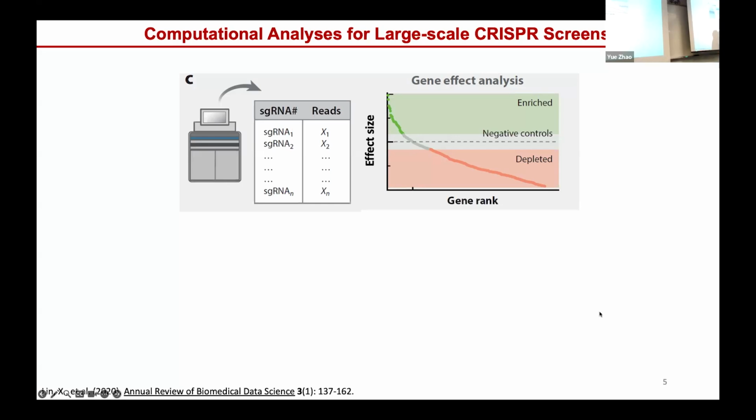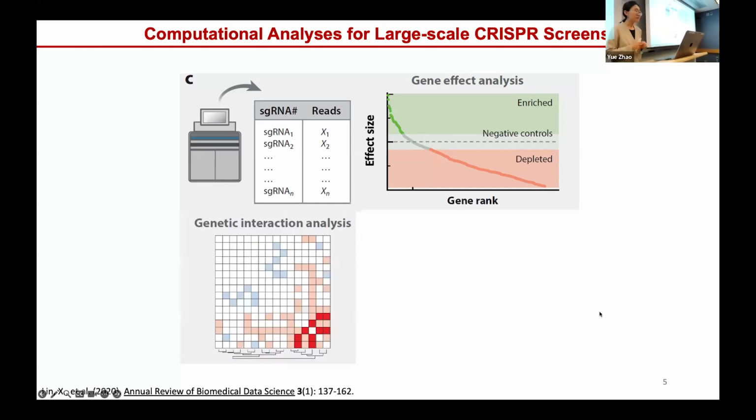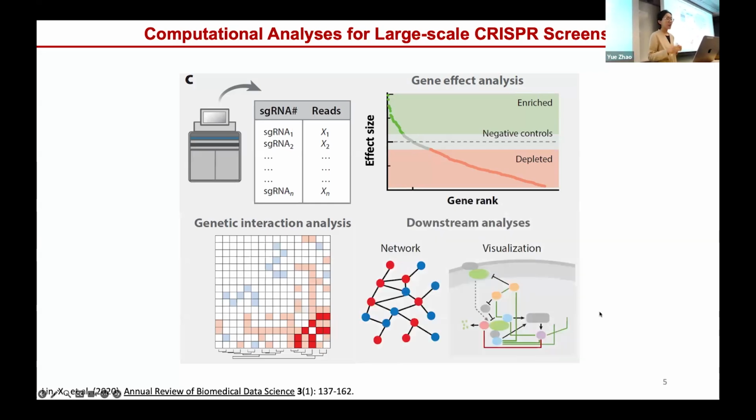So the negative controls usually have no effect size, and we can have depleted genes with negative log fold change or enriched genes with positive log fold change. And then if we have a double knockout screen, we can study genetic interaction analysis. And the downstream analysis can involve pathway analysis or network analysis.